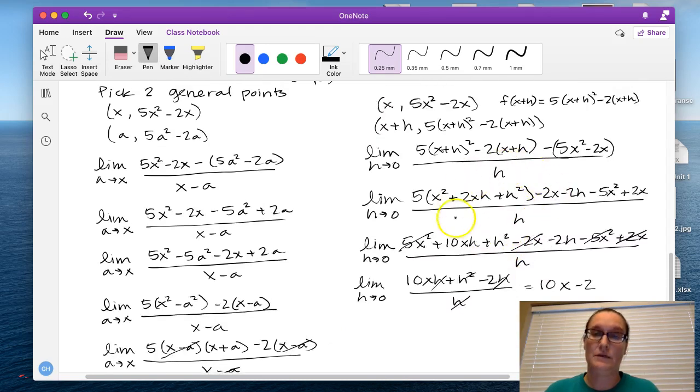It's just here we multiply things out and everything canceled. Here we had to factor. All right, so whichever one is easier for you. I actually happen to like the x's and a's better, but a lot of people like the h's better because then they don't have to factor. So it's kind of up to you how you want to do it.